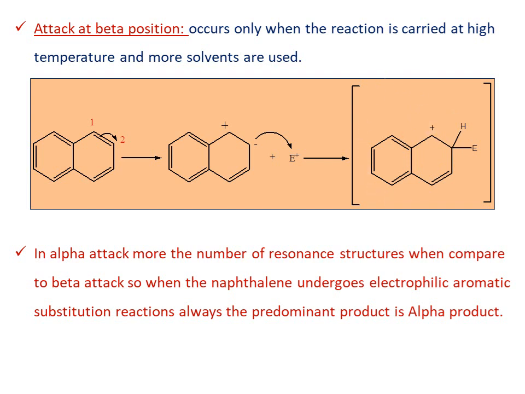In the case of alpha attack, we observed two resonance structures, but in beta attack only one resonance structure is possible. The more the number of resonance structures, the more the stability of the carbonium ion. So that's why alpha attack is always predominant when compared with beta attack in the case of naphthalene.